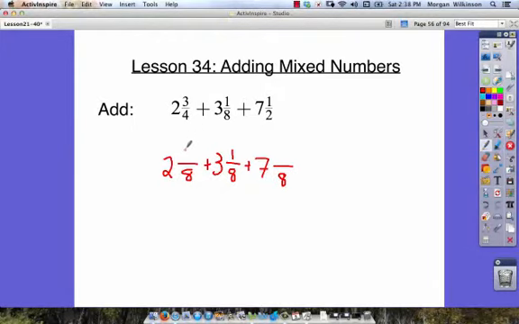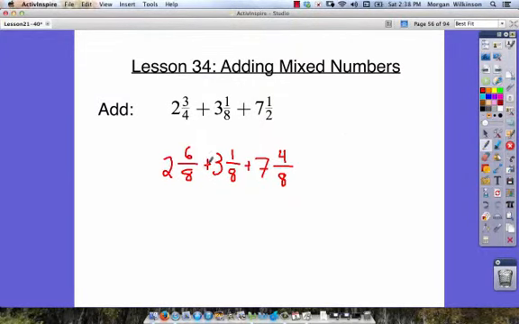To figure out our new numerator, we're writing equivalent fractions, so 4 times 2 is 8. Double 4 to get to 8, we double 3 to get to 6. 1 is half of 2, so 4 must be half of 8. And now we can solve.